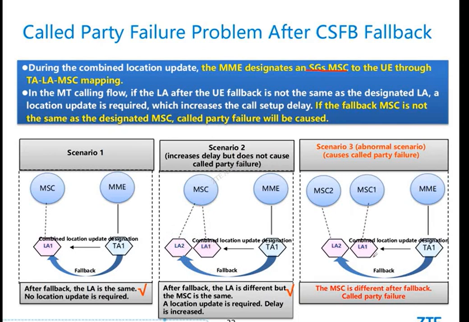The third, we can see also the UE after fallback will fall back to LA2. But LA2 belongs to MSC2, while LA1 belongs to MSC1. So they belong to different MSCs. So in this way it is an abnormal scenario. So this is the call party failure.